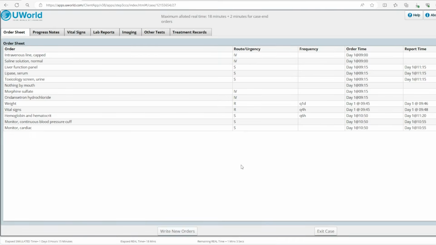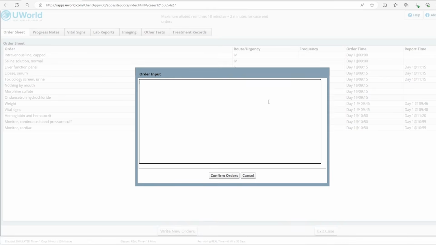So I'm gonna click OK, write new orders. This is also the place where you put counseling. So we're gonna order vital signs every few hours. We're gonna order H&H every few hours. We're gonna order blood pressure as well, which could be included actually in the vital signs. We're gonna order counseling. You'll get a long list of things to counsel about, so I would recommend you be more specific when you order that. And we can also order alcohol education since this patient uses alcohol.